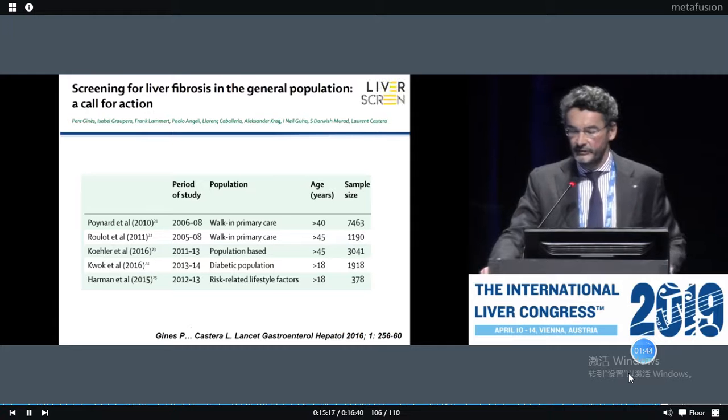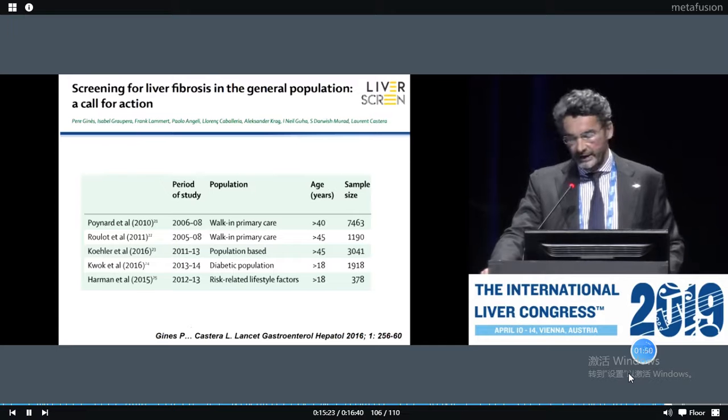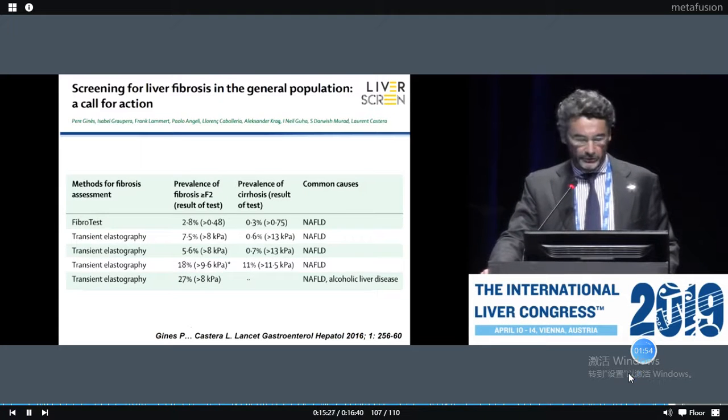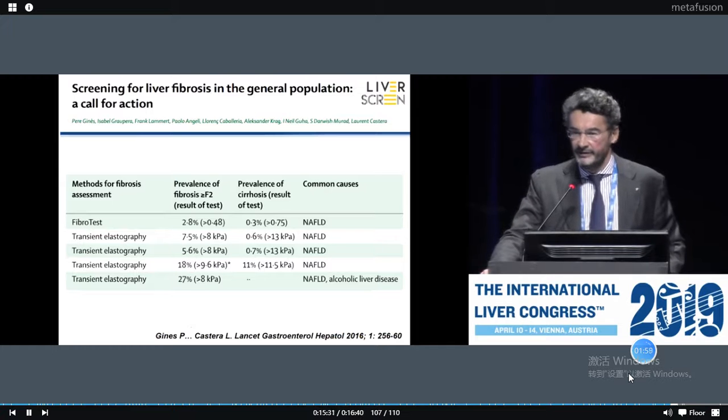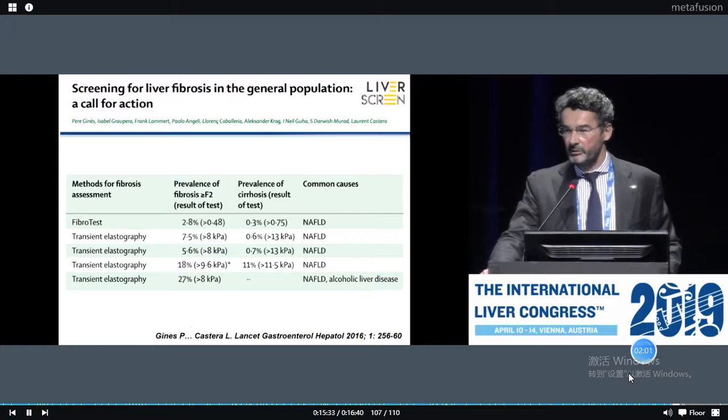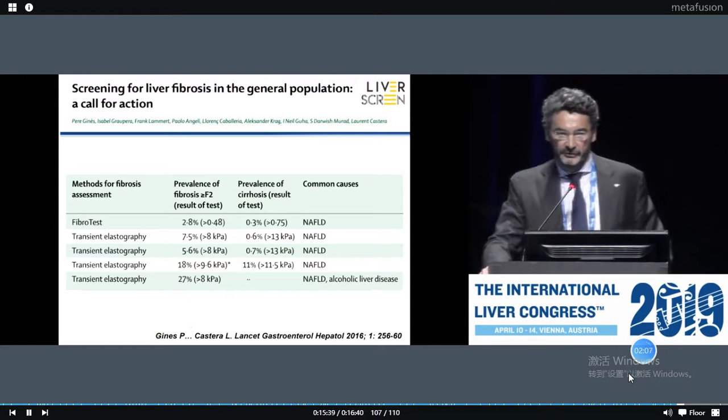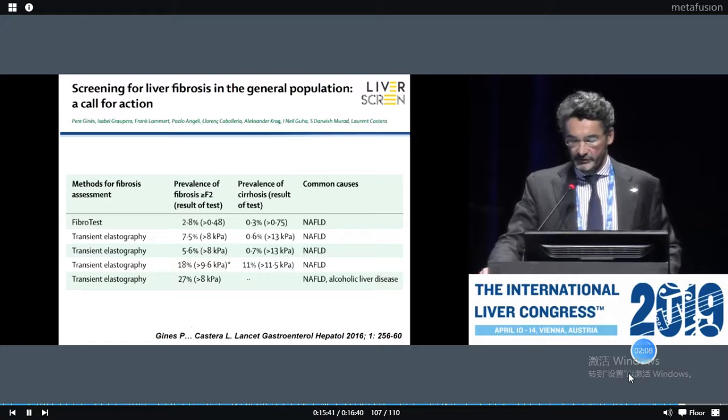This is the so-called LiverScreen project that we are running with one of the co-chairs, Pere Ginès. And if you look in the literature at the different studies, according to the tools you're going to use, biomarker or transient elastography, and the population you're targeting, the prevalence in the general population will be below 1%. If you're targeting diabetics, for instance, it will be above 11%. And the most common cause of liver disease apart from alcohol is, of course, NAFLD.